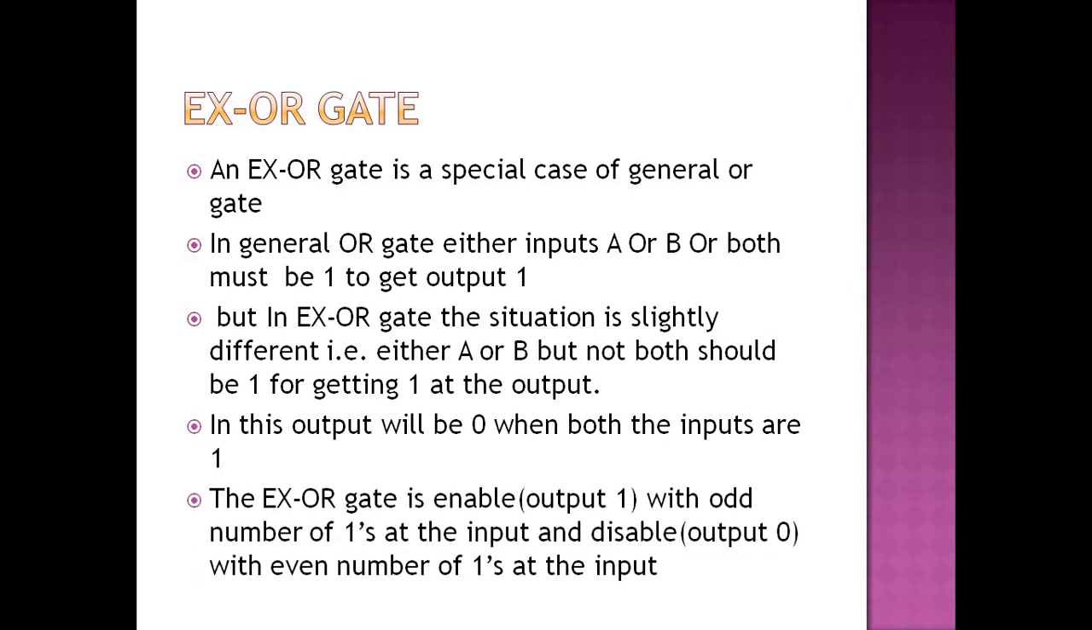The XOR gate is enabled with an odd number of ones at the input and disabled with an even number of ones at the input. It means that the XOR gate becomes enabled only when the inputs contain an odd number of ones, and it becomes disabled only when the inputs contain an even number of ones.